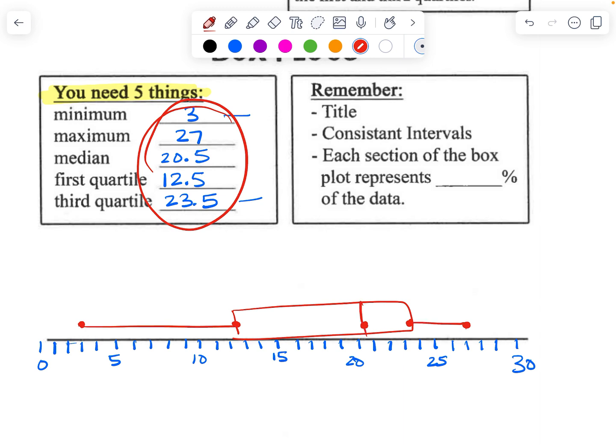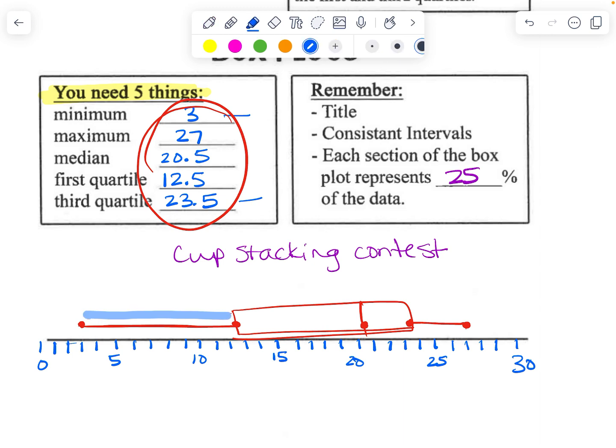We want to have consistent intervals, which we already talked about. It means we don't skip numbers or repeat numbers. And then it's important to know that each section of this box plot is 25% of the data. So what that means is it's divided into 4 sections. So 25% of the data lies there, 25% here, 25% here, and 25% here. So if we said, what percent of the class stacked, let's say, 24 cups or fewer, you'd say 75% because there's 3 sections below that number.